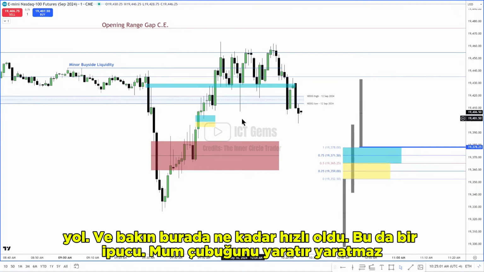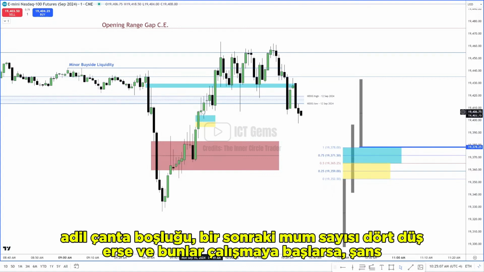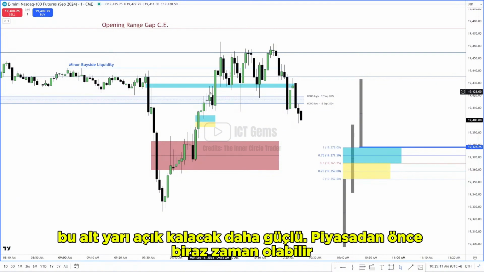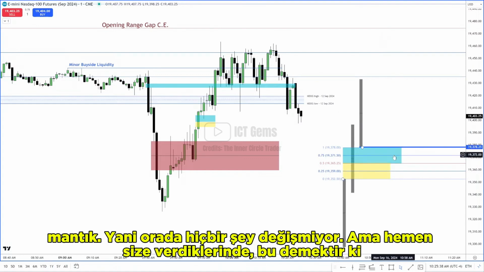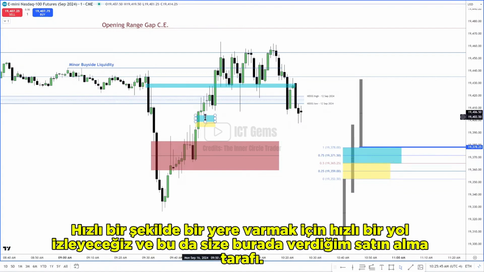And look how fast it did it here. That's also a clue. As soon as the candlestick creates the fair value gap, if the next candle, number 4, drops in and starts running, chances are stronger that this lower half will stay open. It could be a little bit of time before the market eventually comes back down into that fair value gap. And the same thing would appear in terms of the logic. So nothing changes there. But when they give it to you right away, that means it's going to be on a fast track to get somewhere quick. And that's the buy side I gave you over here.